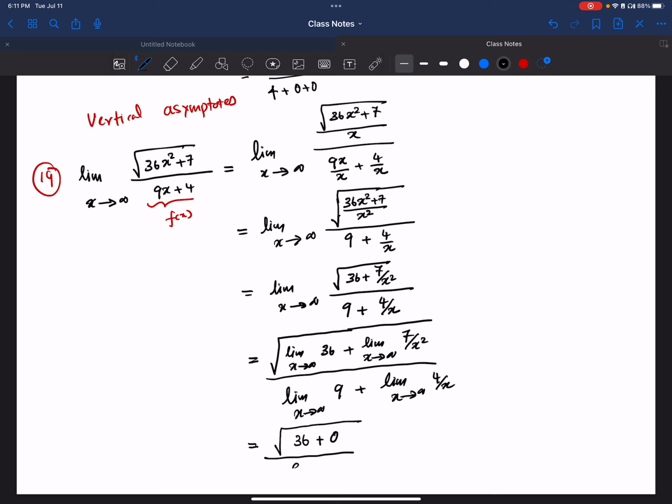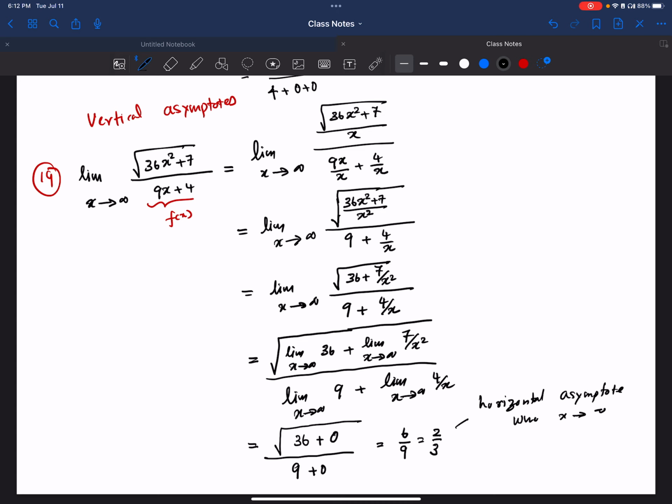And the denominator you have 9 plus 0. So square root of 36 is 6, and 6 over 9, that is 2 over 3. Now that is the horizontal asymptote when x goes to infinity.